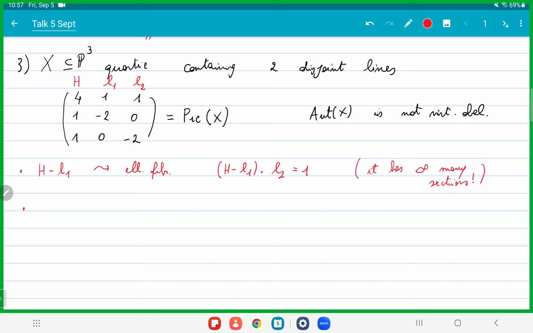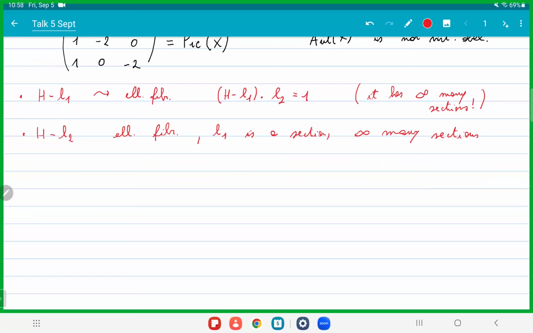Same thing for the second line. Nothing changes. H minus L2 is again another elliptic fibration. Now L1 is a section, and not only that, it has infinitely many sections. So now we're in the situation in which, let me call this one E1 and this E2, we have two elliptic fibrations with infinitely many sections. So the Mordell-Weil group of each of the two fibrations is infinite. Remember, this is the group of sections of the elliptic fibration. So these two groups are infinite.